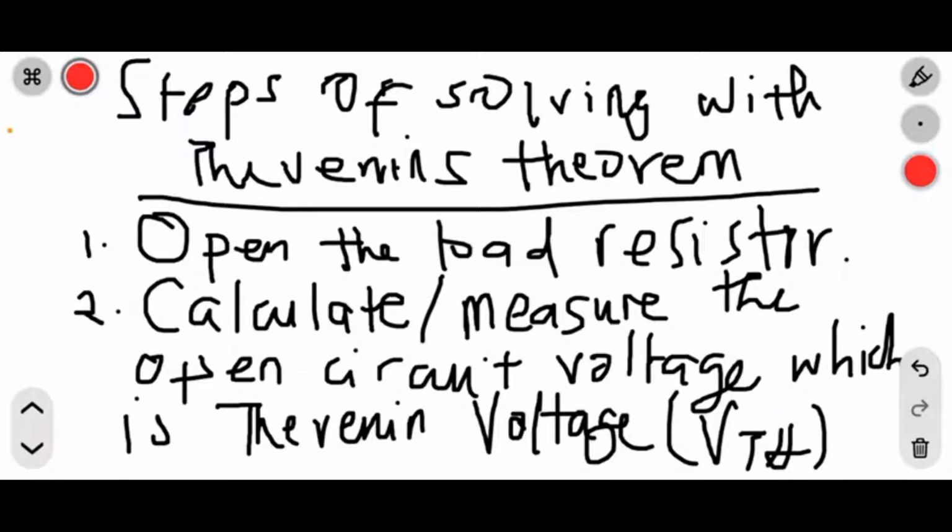So, steps in solving Thevenin's theorem. We have brought about 6 simple steps that you can follow. The first one is you open the load resistor. Usually they'll give you a question and tell you to find the current through a particular load, maybe a 5 kilo ohm resistor or something. That part they have told you, you just open circuit it. And two, you calculate or measure the open circuit voltage, which is the Thevenin's voltage. You put your VTH in that open part, and you'll be able to take loops and solve it and get the value.